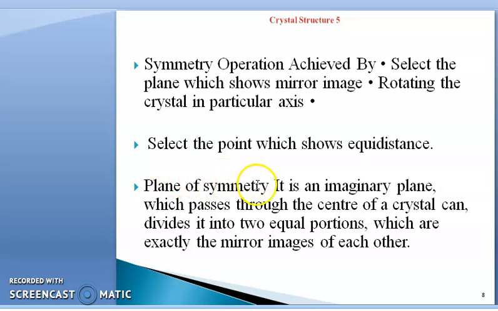Plane of symmetry: it is an imaginary plane which passes through the center of a crystal and can divide it into two equal portions which are exactly the mirror images of each other. A plane utilized as an operation gives us two equal portions, and they are exactly the mirror images of each other. There are such operations also.